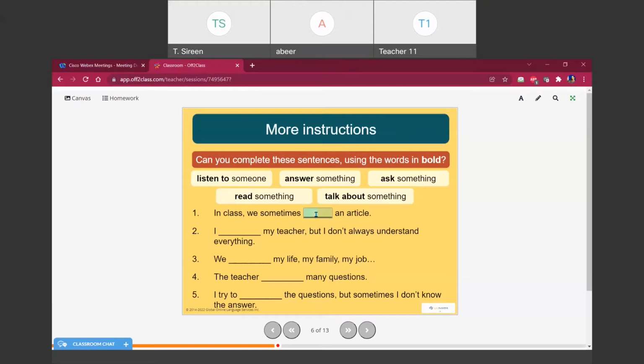In class, we sometimes read something, an article. Without something. It's generally just read, but here we put read. Okay. Exactly. Read an article. So you are going to put the verbs in bold and that's it. I'm my teacher, but I don't always understand everything. I listen to my teacher. I listen to my teacher.